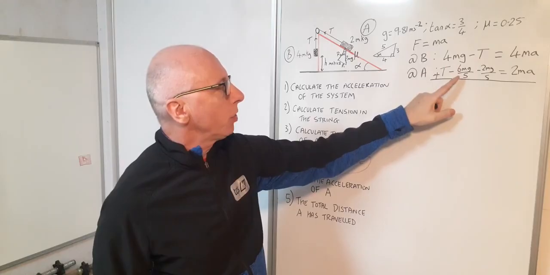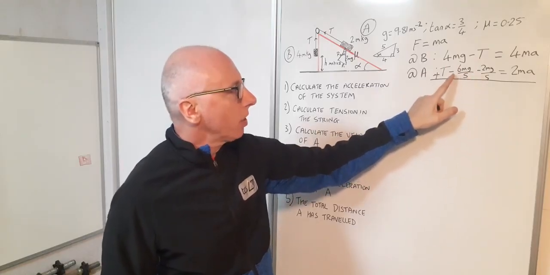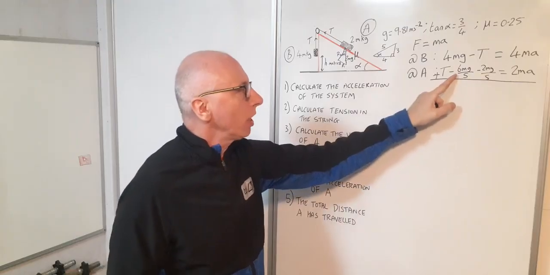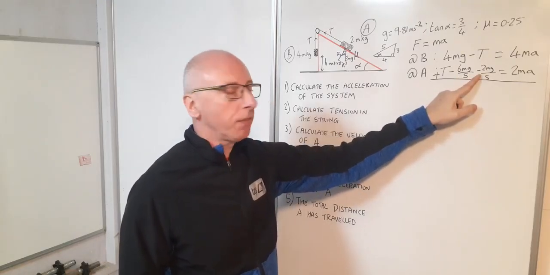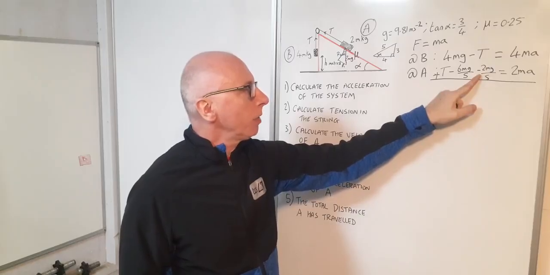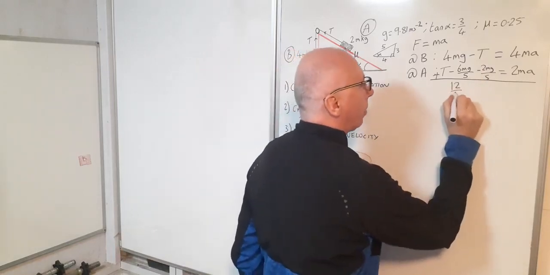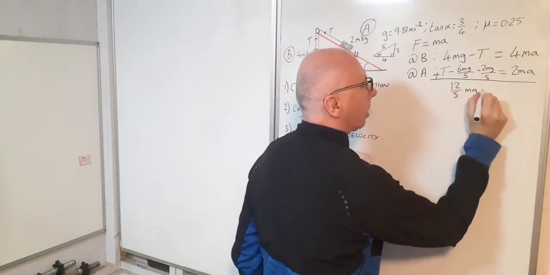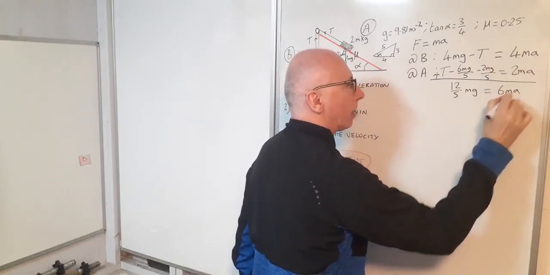Now I'm left with 4mg minus 6mg over 5 minus 2mg over 5. So let's just work this out. 4mg minus 8mg over 5. So that's 4 minus 8/5. So that's going to leave me with 20/5, that's 12/5. So I've got 12/5 mg equals, add those together, 6ma.